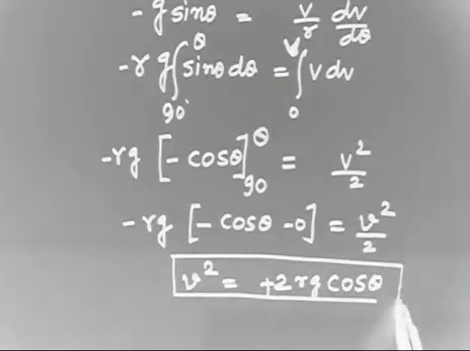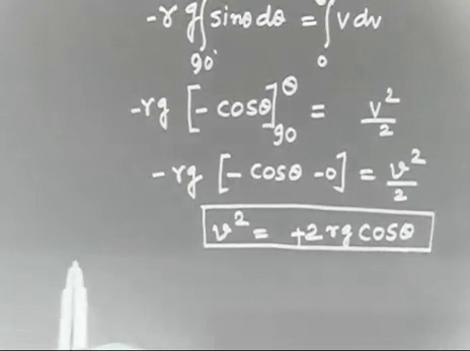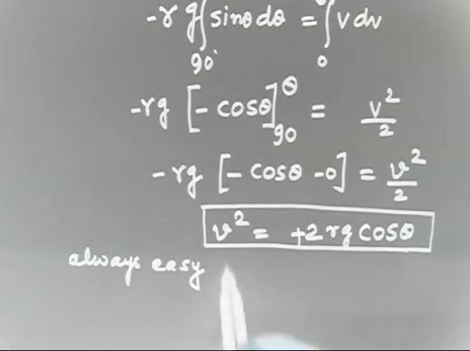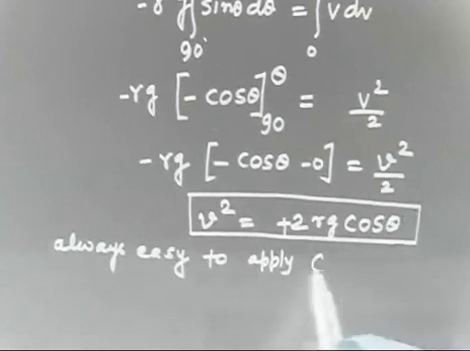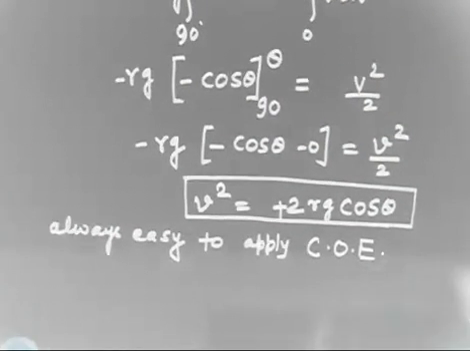Either I can get this result through integration, or you can also get the same result through energy conservation. So why should I go through so much tedious work doing integration two times? It is always easy to apply energy conservation, conservation of energy (COE), rather than integrating two times.